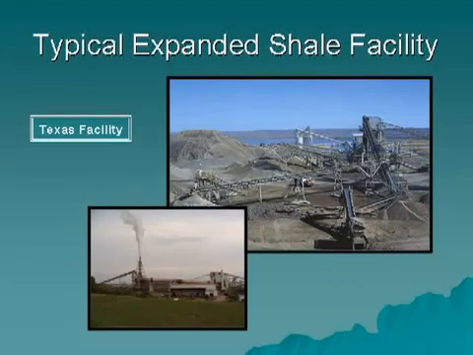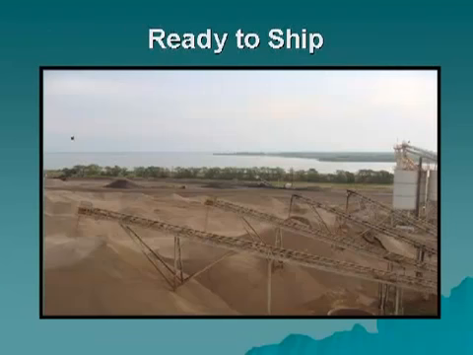Pictured here is a typical expanded shale facility located in Texas. The bottom photo clearly shows a rotary kiln expanding the raw shale. Steam is being released as the molten material is quenched and cooled. Any resulting emissions are cleaned prior to release to meet environmental requirements. Here we observe finished expanded shale lightweight aggregate waiting to be loaded into trucks or rail cars for delivery to various destinations.